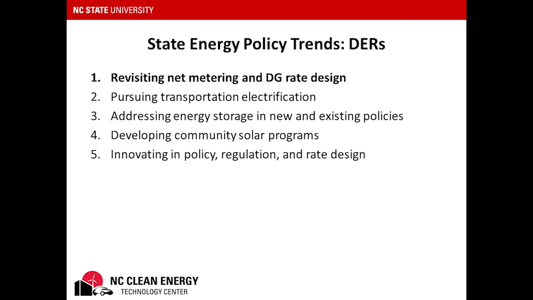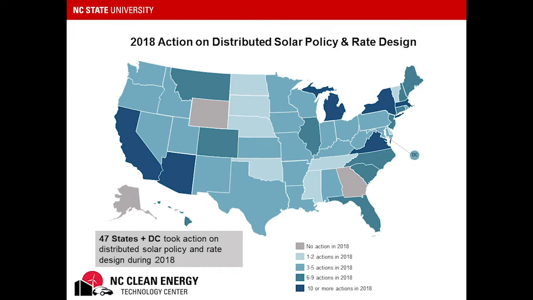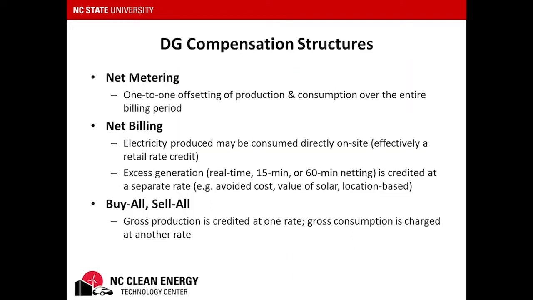But I wanted to talk about 5 big trends in DER real quick, and I've got 5 minutes to do it. So distributed solar policy and rate design: 47 states took some kind of distributed solar policy or rate design action in 2018. Net metering, net billing, buy all, sell all, these are the different structures for a lot of the DG compensation mechanisms that you see out there.